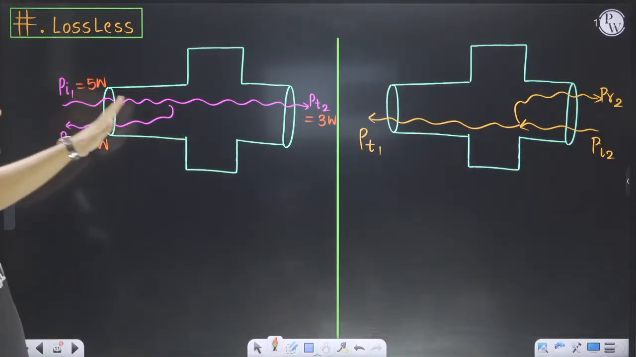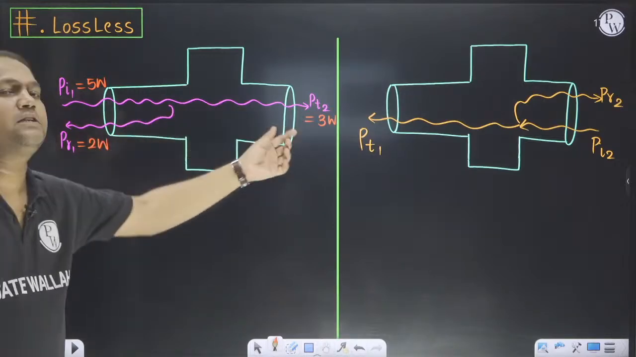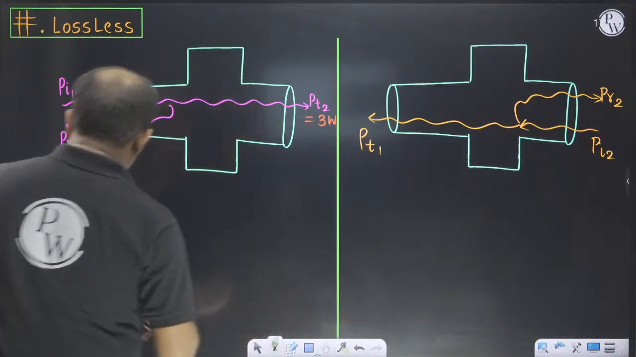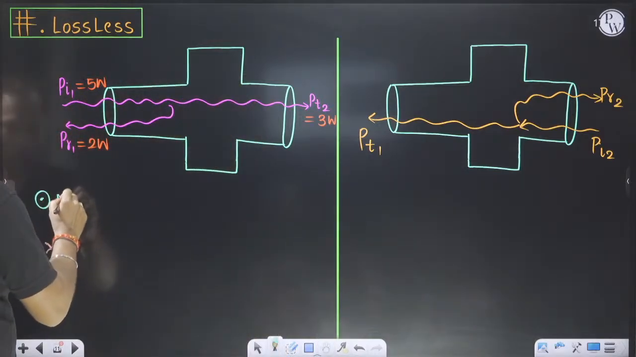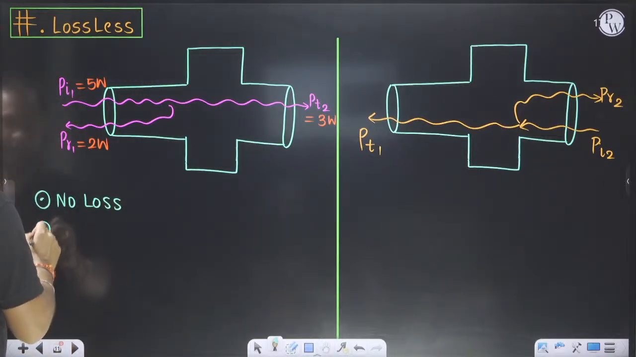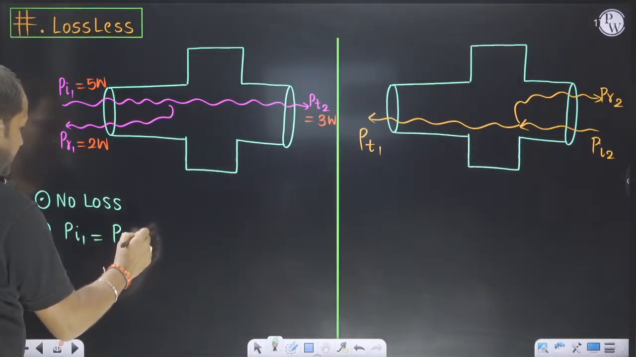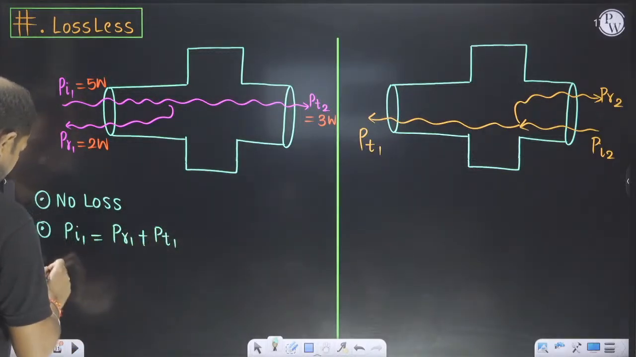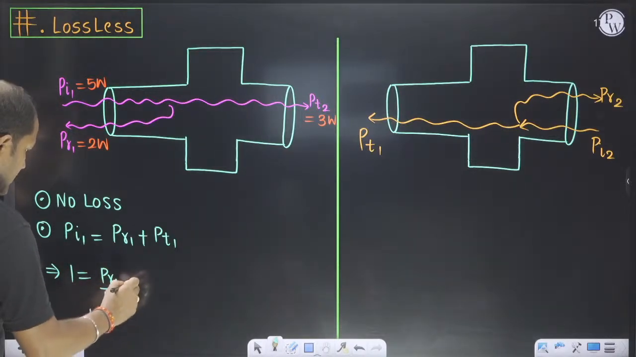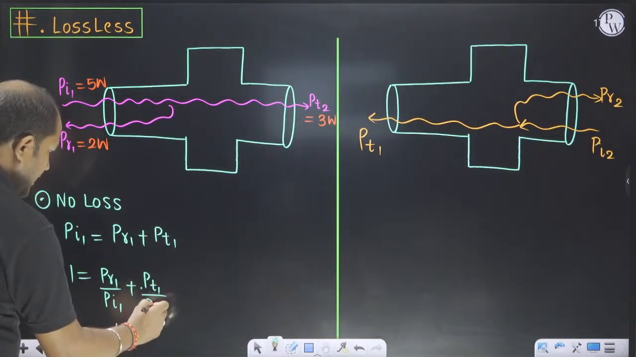2 watt is reflected, 3 watt is transmitted, and 5 watt is incident. So 5 watt is divided into 2 watt and 3 watt, so no loss inside this coupler. Loss is 0. Second thing, if you are incidenting Pi1, it will be the sum of Pr1 and Pt2. Then 1 is equal to Pr1 upon Pi1 plus Pt2 upon Pi1.